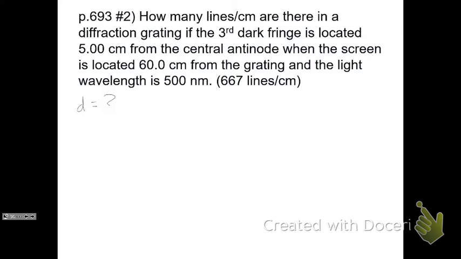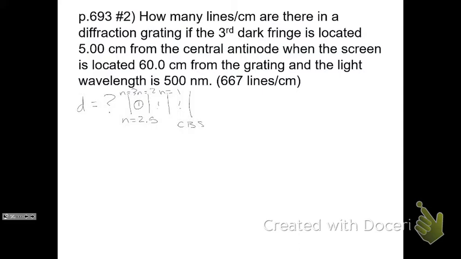So the third dark fringe, there's our central bright spot. Then we have a node, bright spot, node, bright spot, node, bright spot. This is N equals 1, N equals 2, N equals 3. Our third dark fringe is 1, 2, 3, which is right here. So our N is 2.5. It's halfway between 3 and 2. So we know N is 2.5.